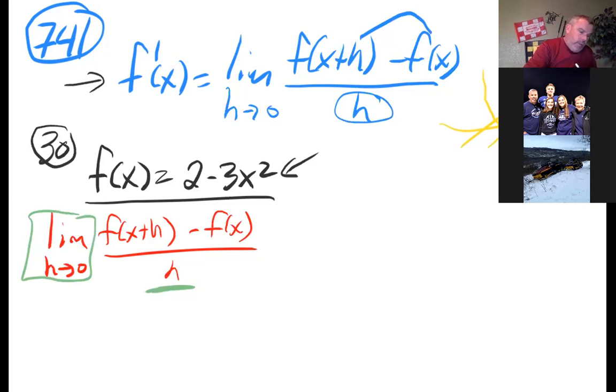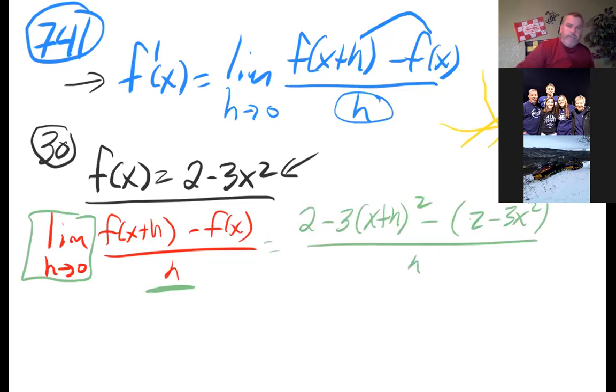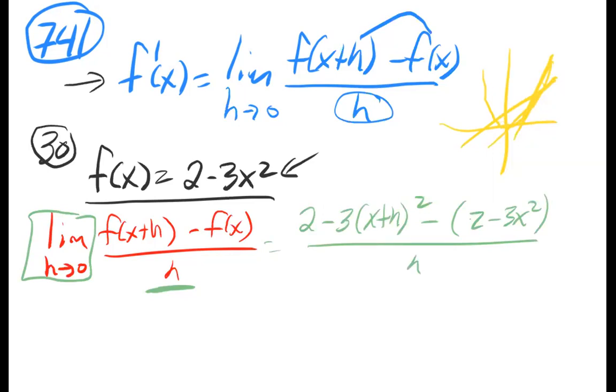But f of x plus h for this function would be 2 minus 3 times x plus h squared, minus f of x, all over h. Now, once again, we want to get to the point where I can plug in 0 for h, so that's going to be some algebra. Well, let's do some algebra here. 2 minus 3 times x squared plus 2xh plus h squared, minus 2 plus 3x squared, all over h.